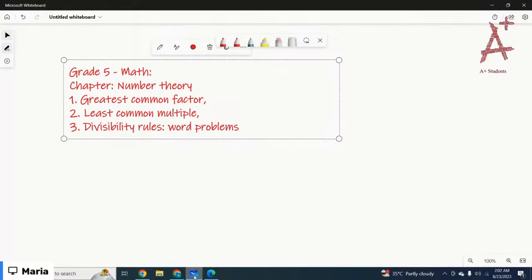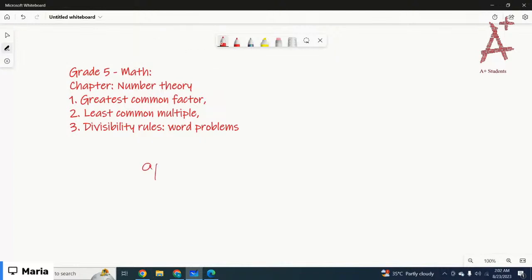So you can find all the lessons on aplusstudents.com. You have to log in there using your email address, and the password is provided by the administrator. Scroll down to grade 5 and then click on view all lessons. There you can find a list of the chapters.